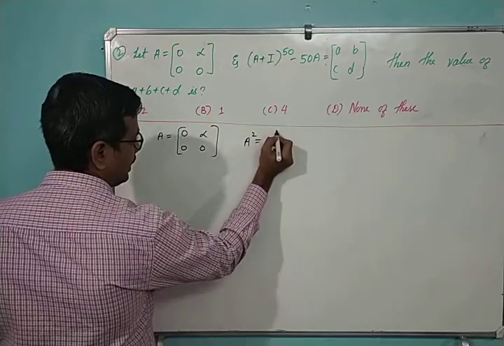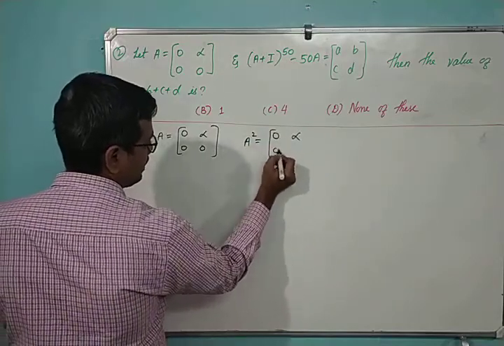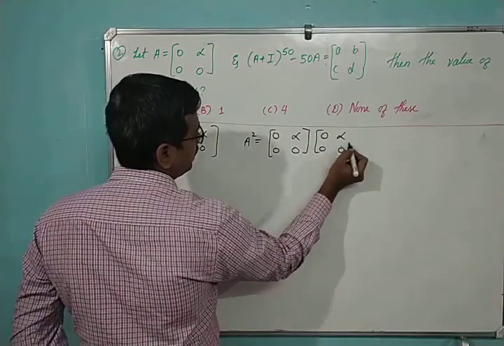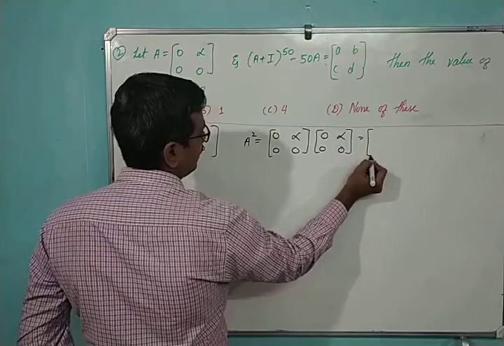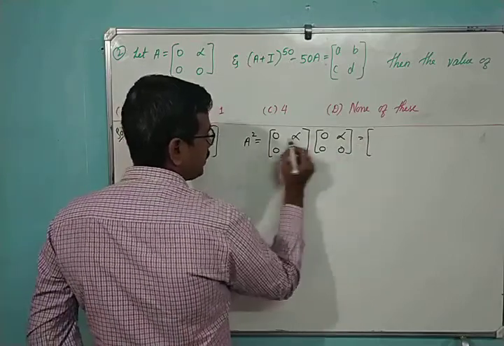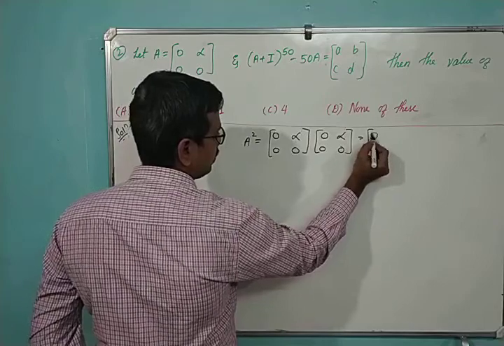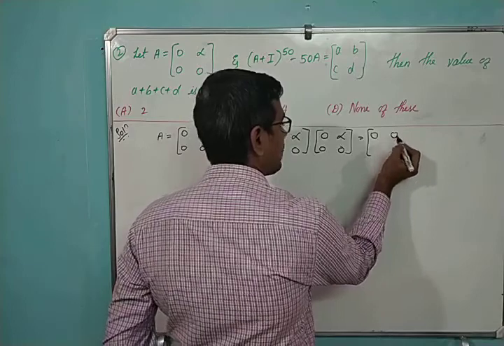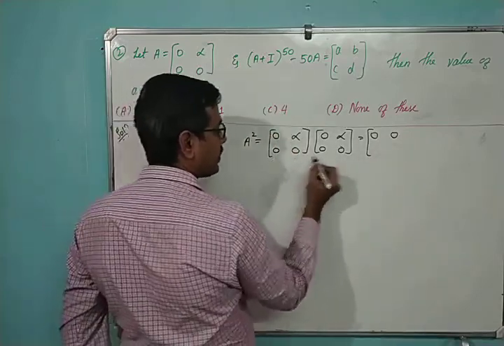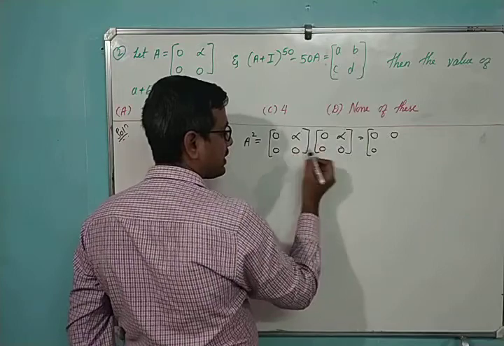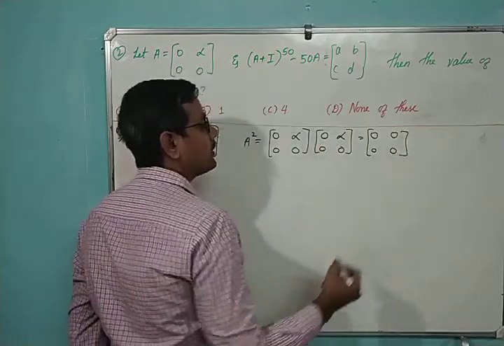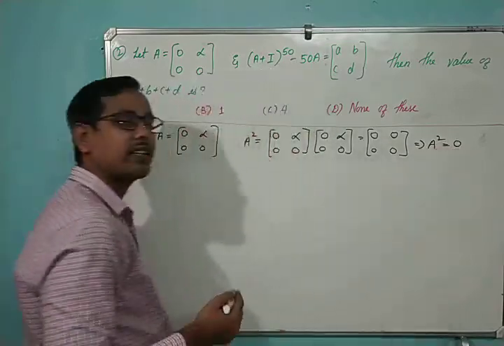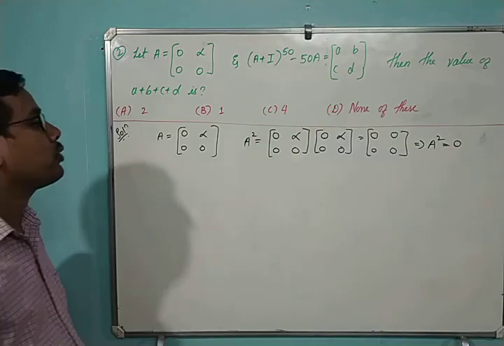What will be A square? It is [0 alpha; 0 0] multiplied by [0 alpha; 0 0]. Calculating: 0 into 0 plus alpha into 0 is 0; 0 into alpha plus alpha into 0 is 0; 0 into 0 plus 0 into 0 is 0; 0 into alpha plus 0 into 0 is 0. So I can write A square is equal to 0. It is a zero matrix, a null matrix.